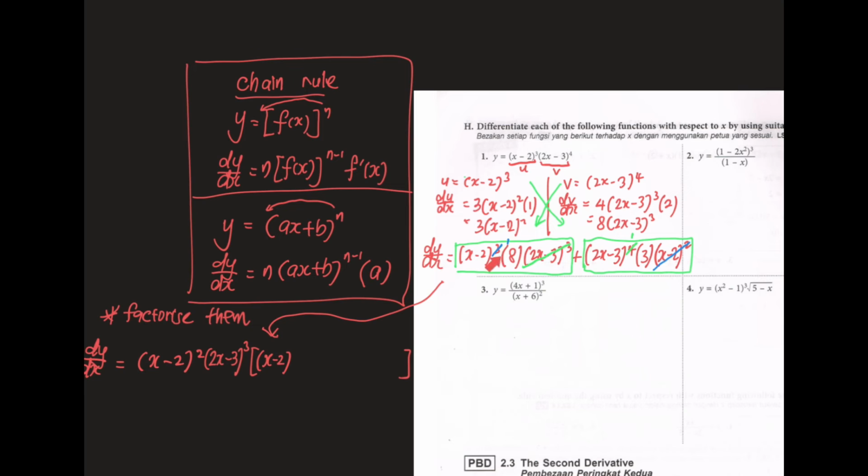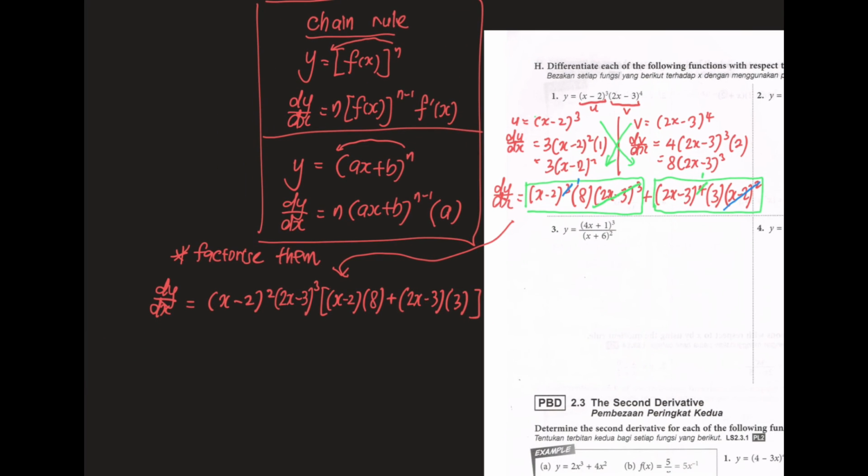I still have 8 that multiply with this. Okay, so I put the 8, followed by plus. I put a plus, followed by 2x minus 3 power 1. I just write 2x minus 3. Power 1 is not necessary to write. And then I still have 3 that multiply with this 2x minus 3. So I still have a 3 at the back. So that is what remains after factorizing those common things.